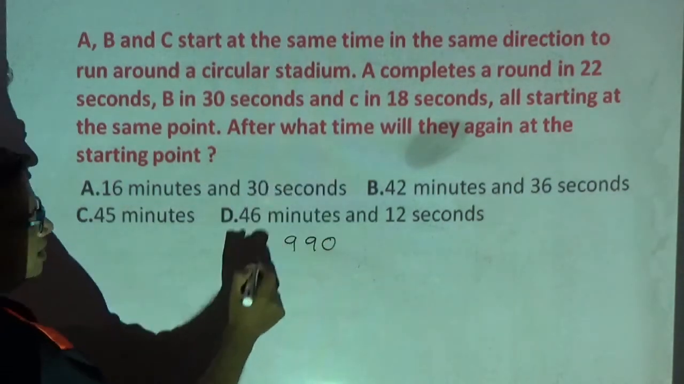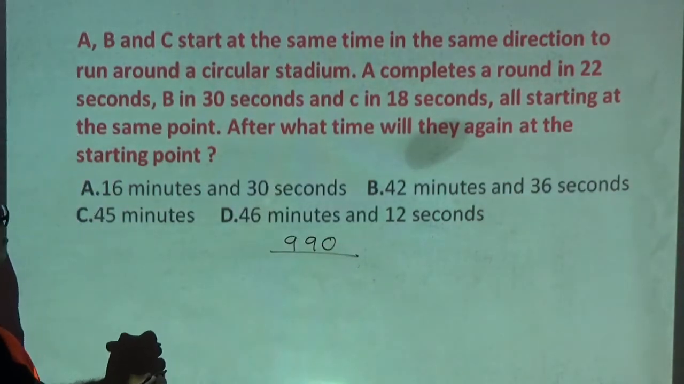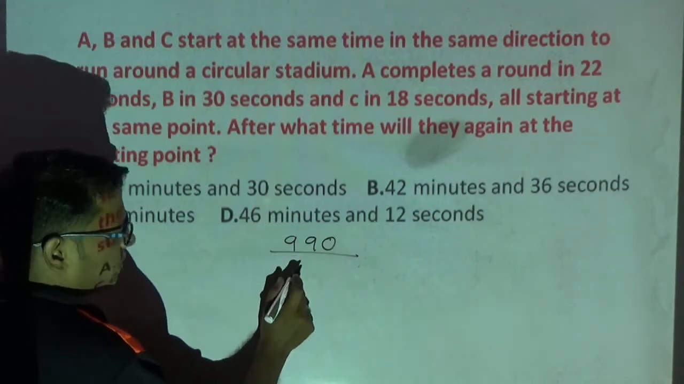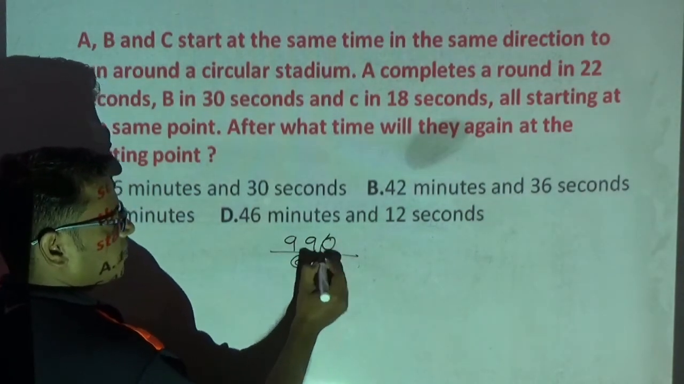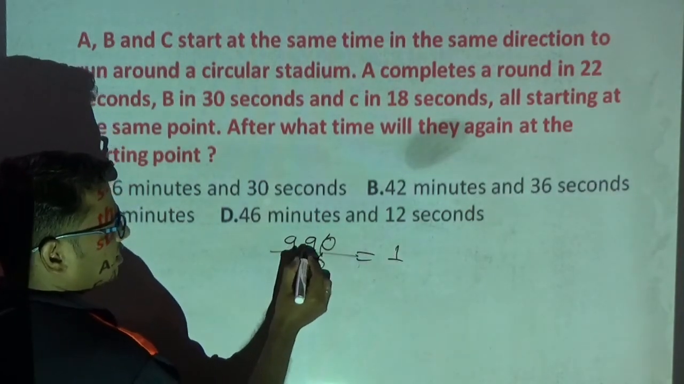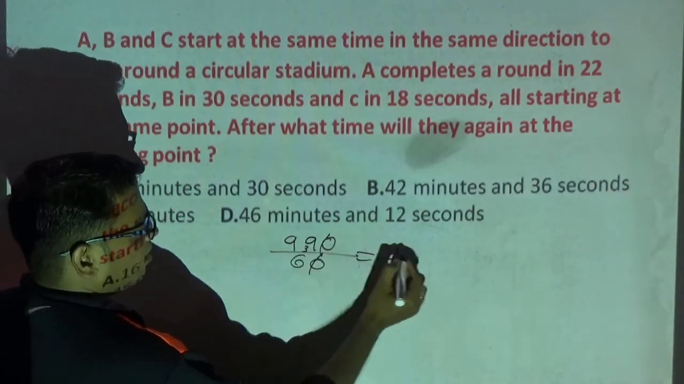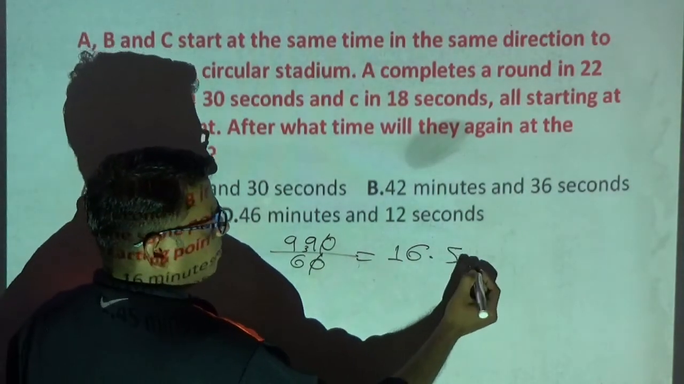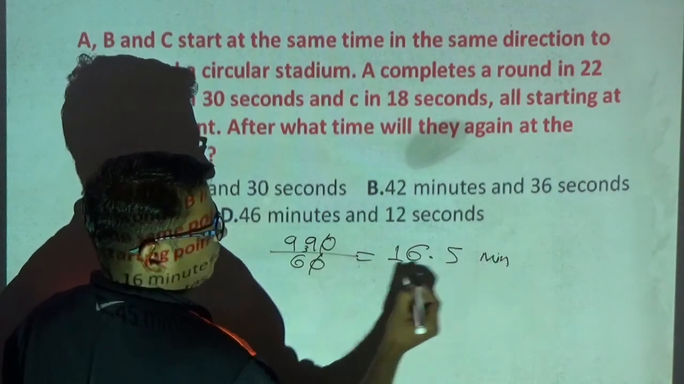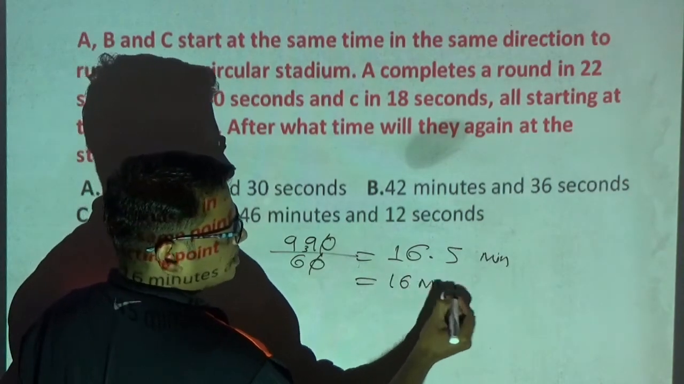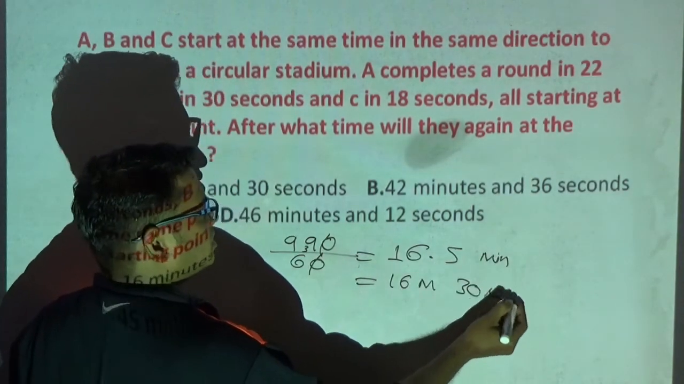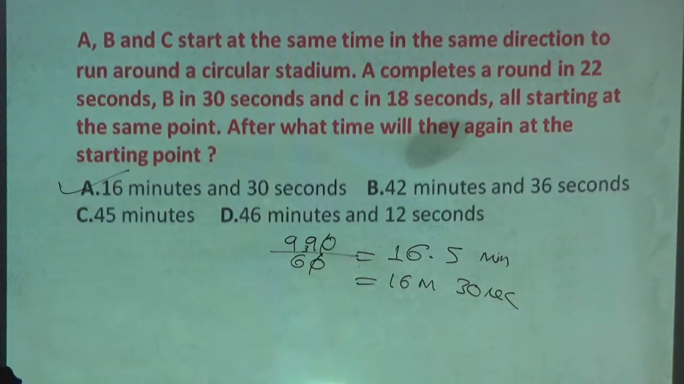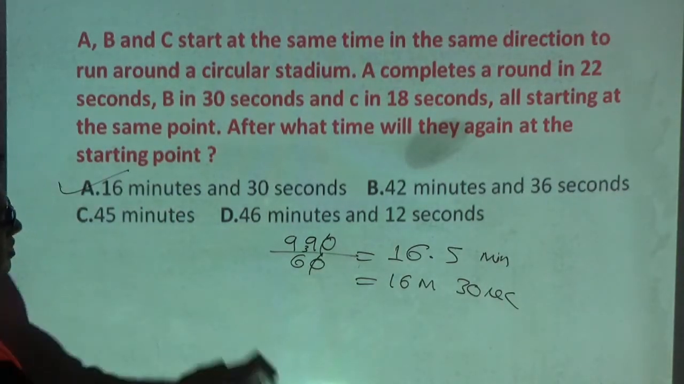16 minutes, 30 seconds, like that. So let me convert this into minutes. How to convert into minutes? Divide by 60. 6 ones are 6, 3 left out. 6 sixes are 36, 3 left out. 6 fives are 30. That means 16.5 minutes. That is nothing but 16 minutes and 0.5 minutes, which is 30 seconds. 16 minutes, 30 seconds is your answer. Option A. Hope you have understood. Okay, we'll go for the next problem.